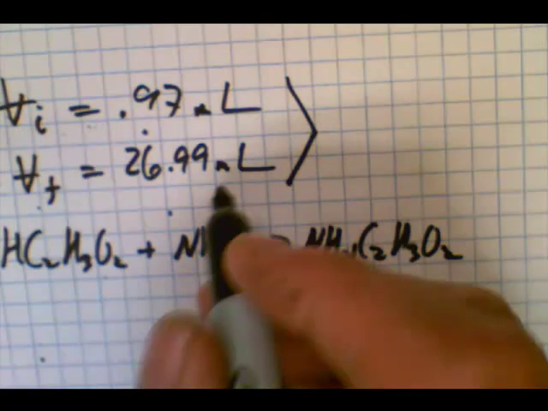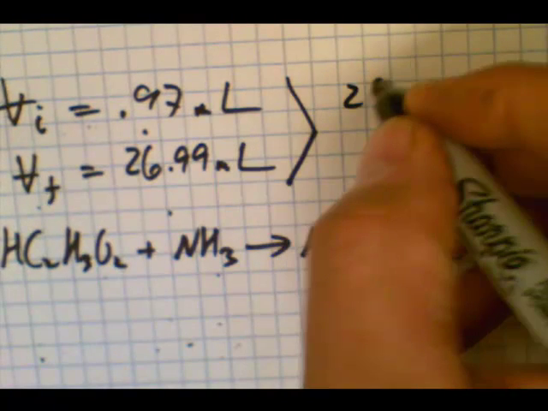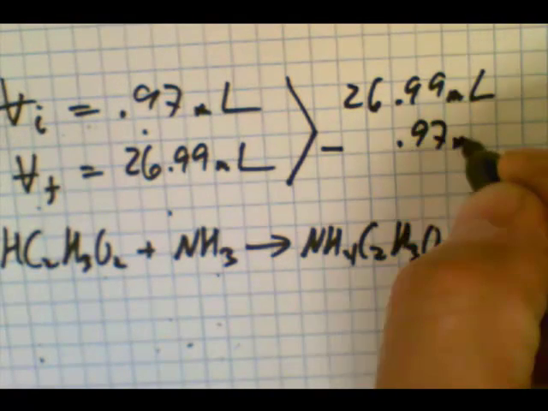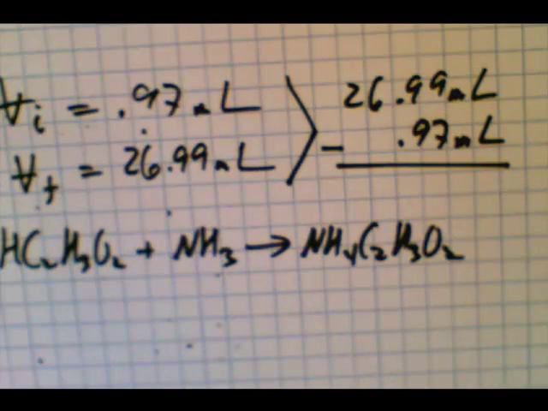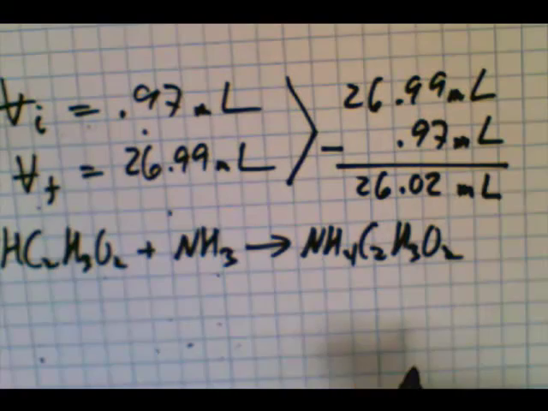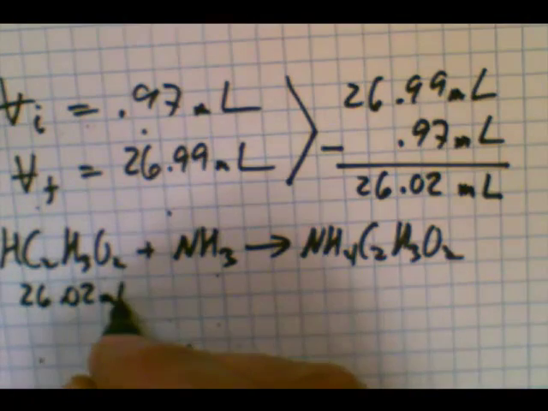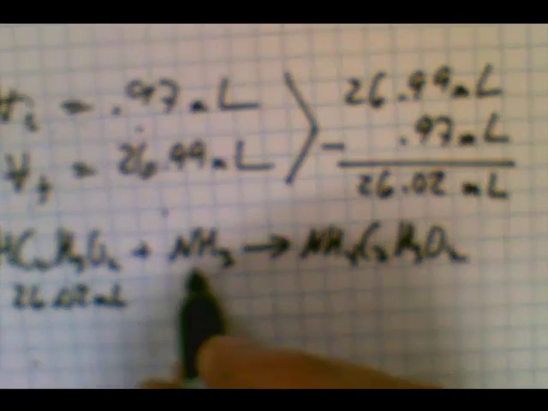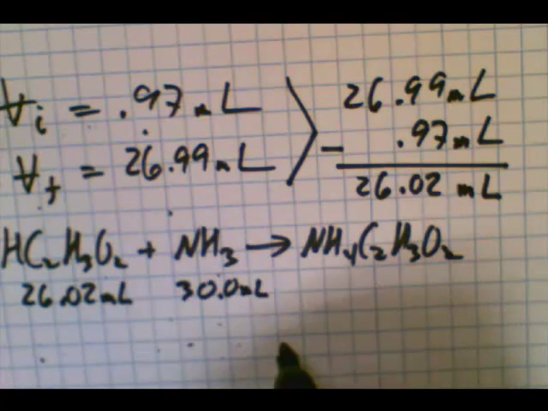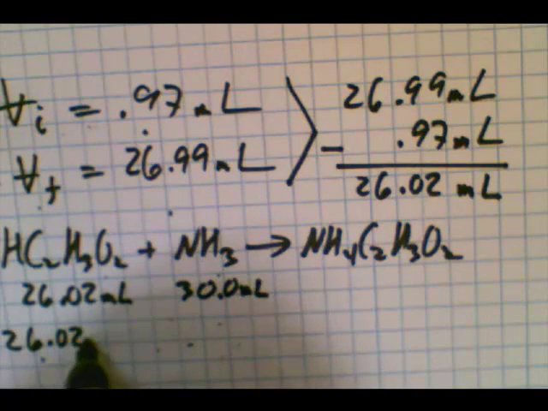Well, to find out the volume of acetic acid solution released, I just take 26.99 milliliters and I subtract from it my starting volume, 0.97 milliliters. Well, that gives me 26.02 milliliters of solution delivered. Starting from there, I want to do a stoichiometry calculation that ends up telling me moles of NH3. Here's what I know about my NH3 solution. It has 30 milliliters in it, so if I just know moles, I can divide by volume and get my concentration.